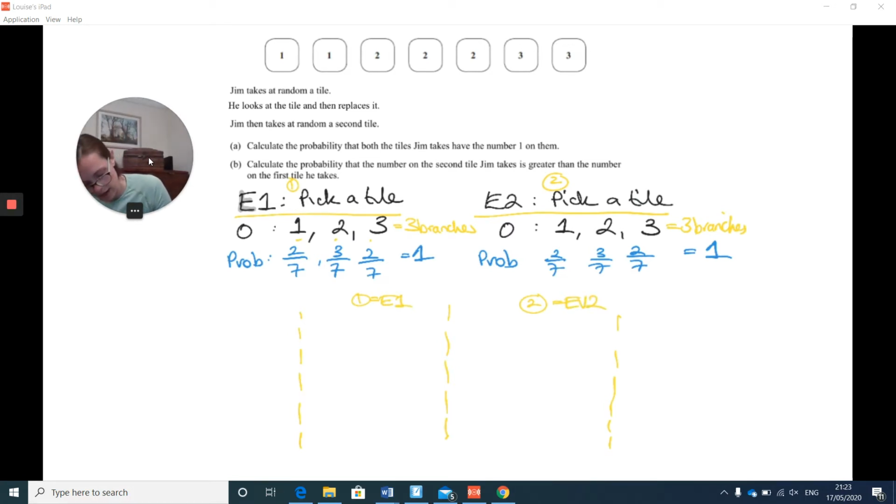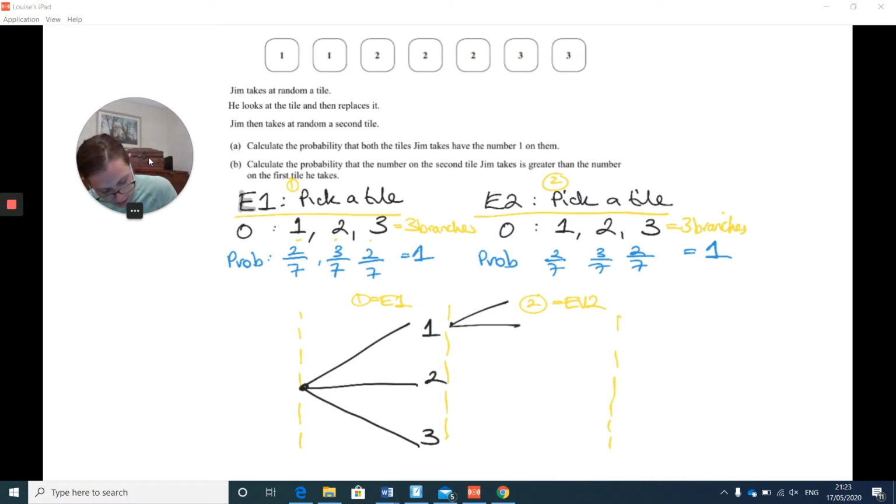In event 1, what have we said we've got? We've got 3 branches, 1, 2, 3, because I could get a 1, a 2, or a 3. When I come to event 2, how many branches could I have? Well, each of these goes off to 3 branches.